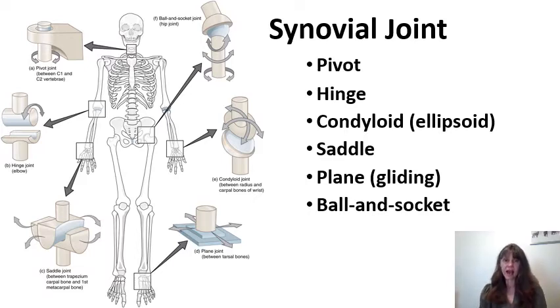Synovial joints have 6 subcategories. The names of the subcategories of synovial joints are based upon either their structure or their function.